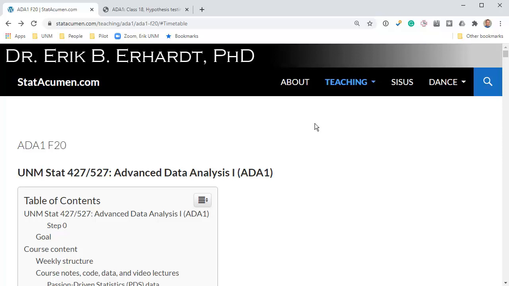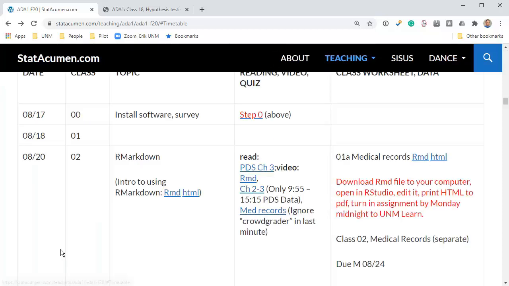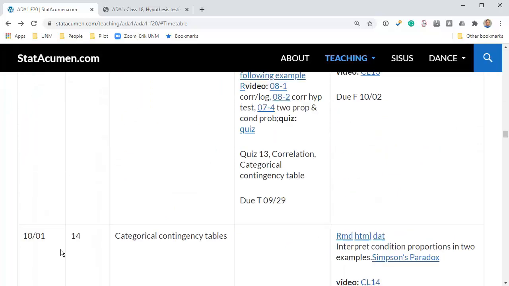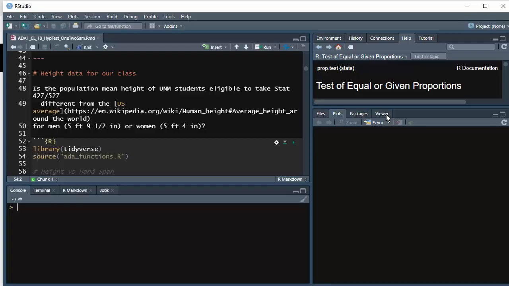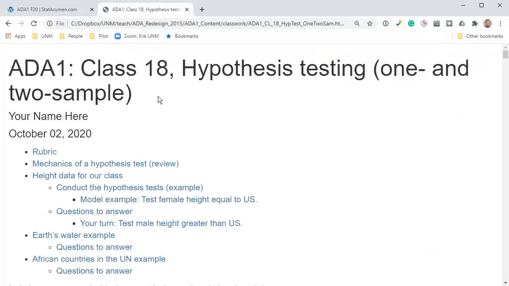In this video, we'll continue with Class 18 on two-sample hypothesis testing. In the first video, I discussed reading in the dataset and making some plots. And in this video, we will discuss the actual hypothesis testing. So I've downloaded our Markdown file. I've downloaded the second dataset. You have the first dataset from a previous class. And in RStudio, I read the file in and I knitted it, and we are now looking at the HTML that resulted.